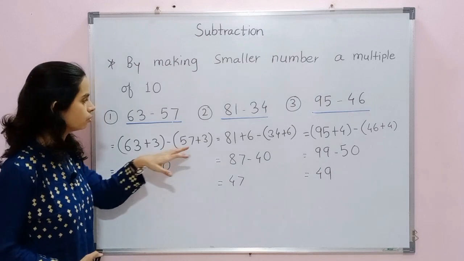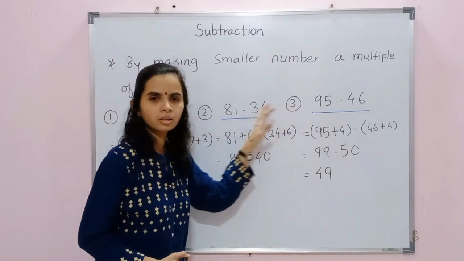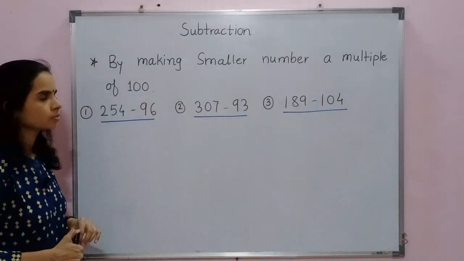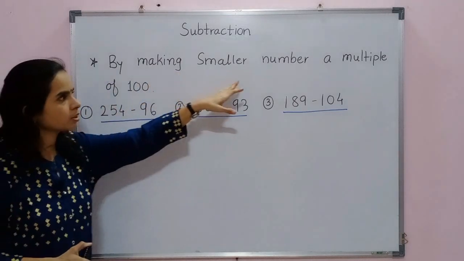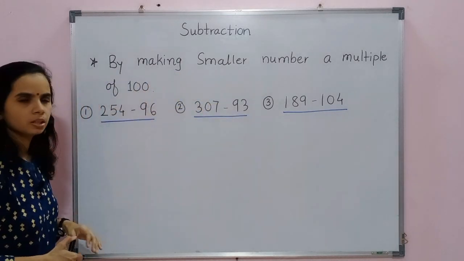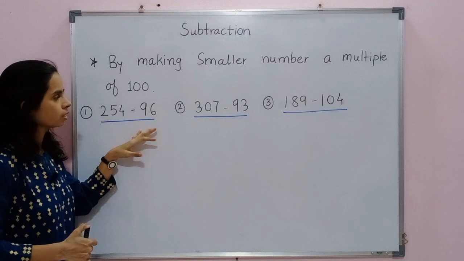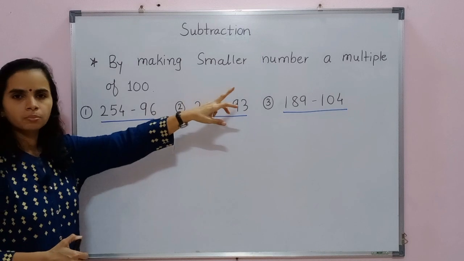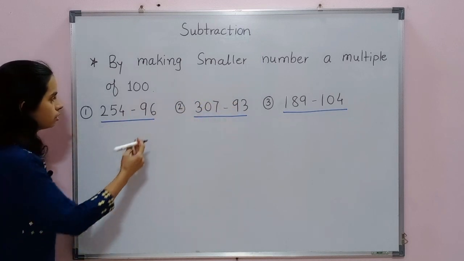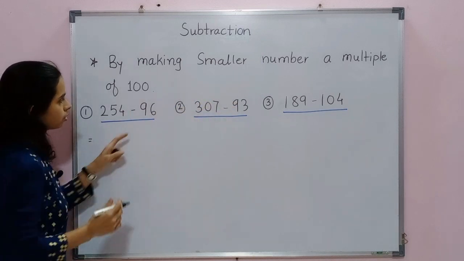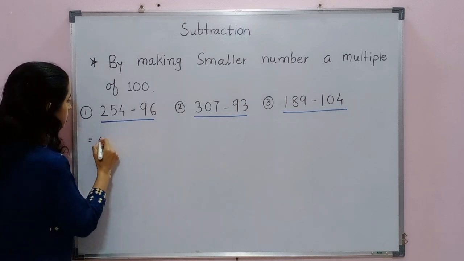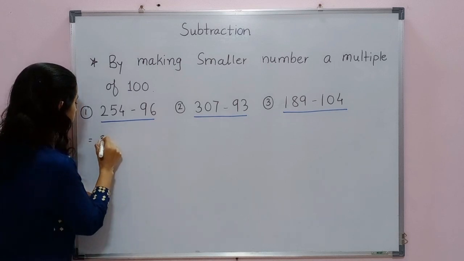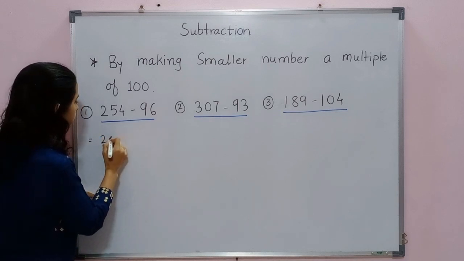Students, remember one thing, we have added these numbers to the smaller number to make the smaller number a multiple of 10. Our next method is by making the smaller number a multiple of 100. Here we will adjust both the numbers in this way so that the smaller number will become a multiple of 100. If we add 4 in both the numbers, then this 96 will become a multiple of 100.